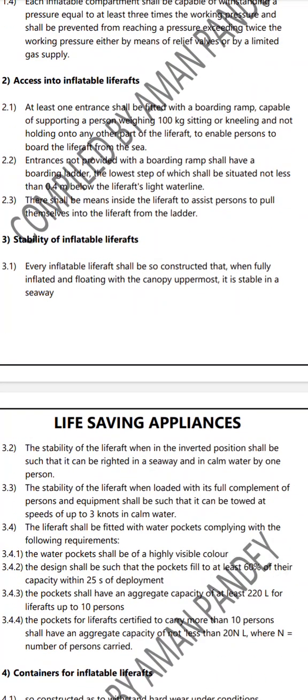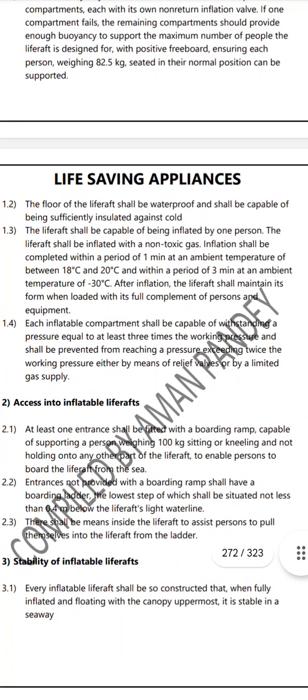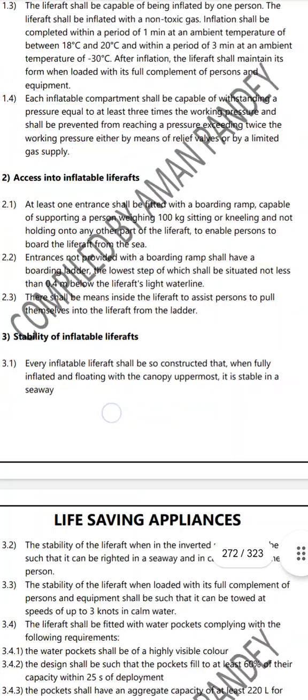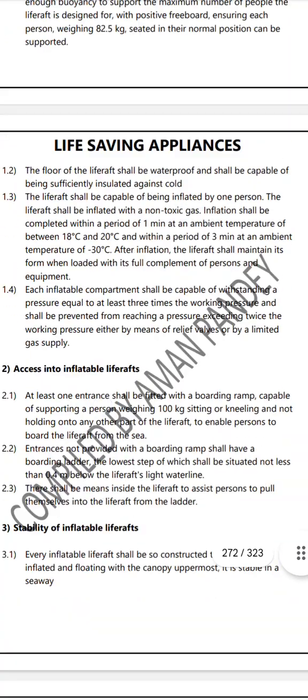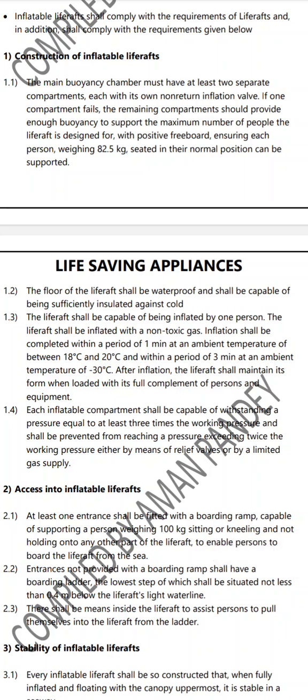Let me look at stability once more. Construction of inflatable life raft. Okay, the buoyancy chamber must have at least 2 separate compartments, each with its own non-return inflation valve. If one compartment fails, the remaining compartment should provide buoyancy. Okay.